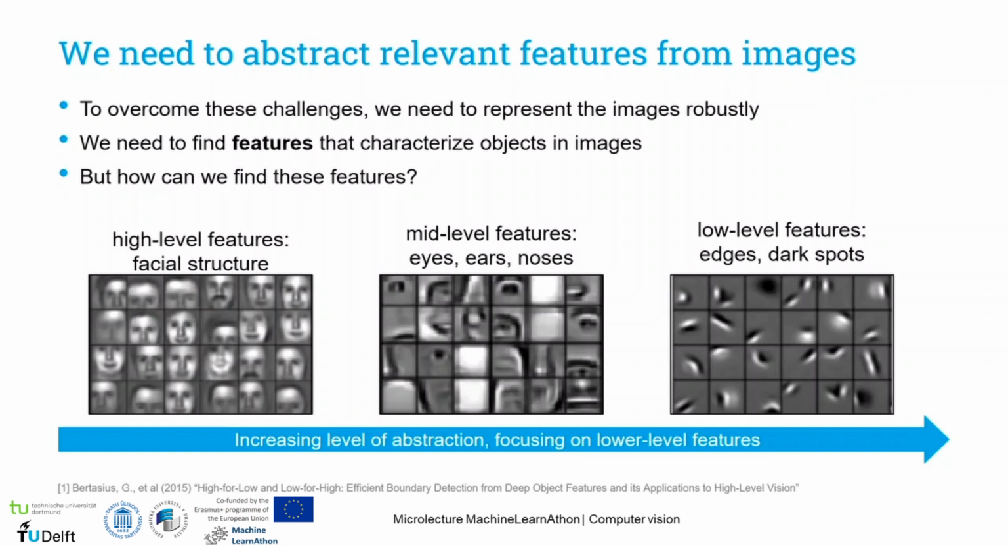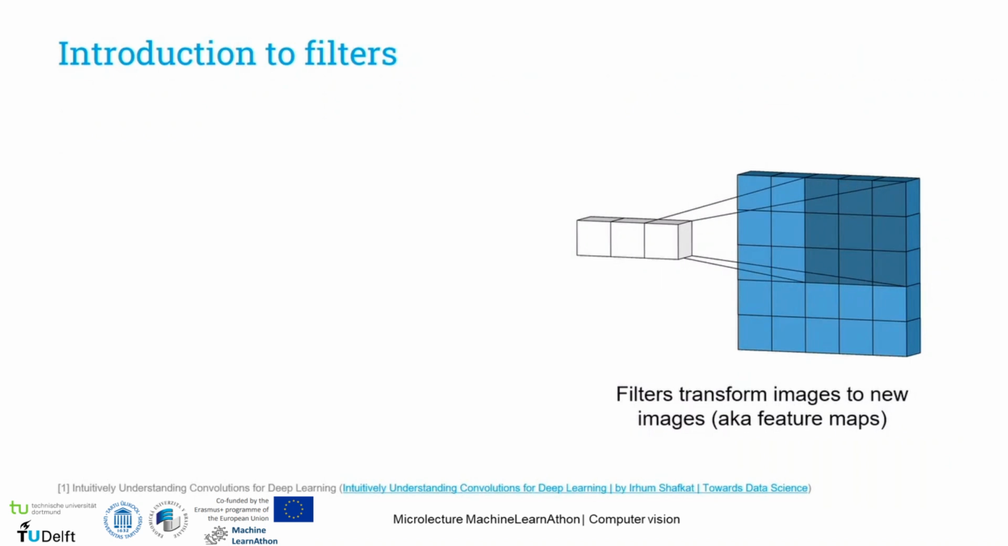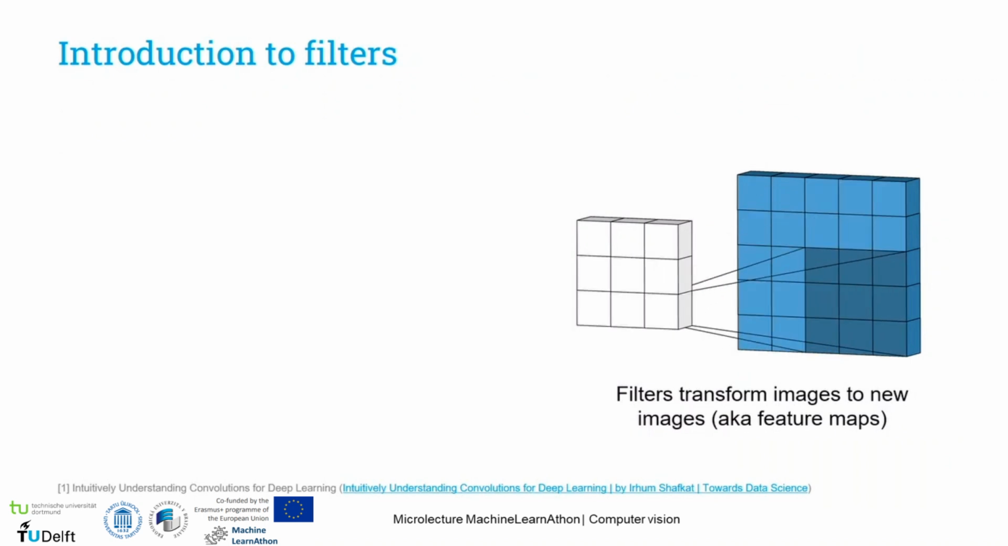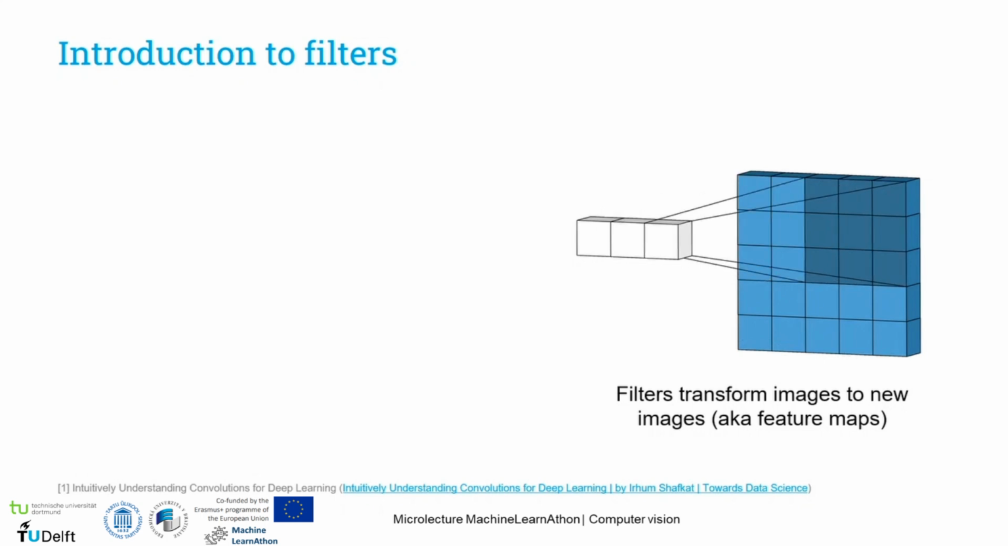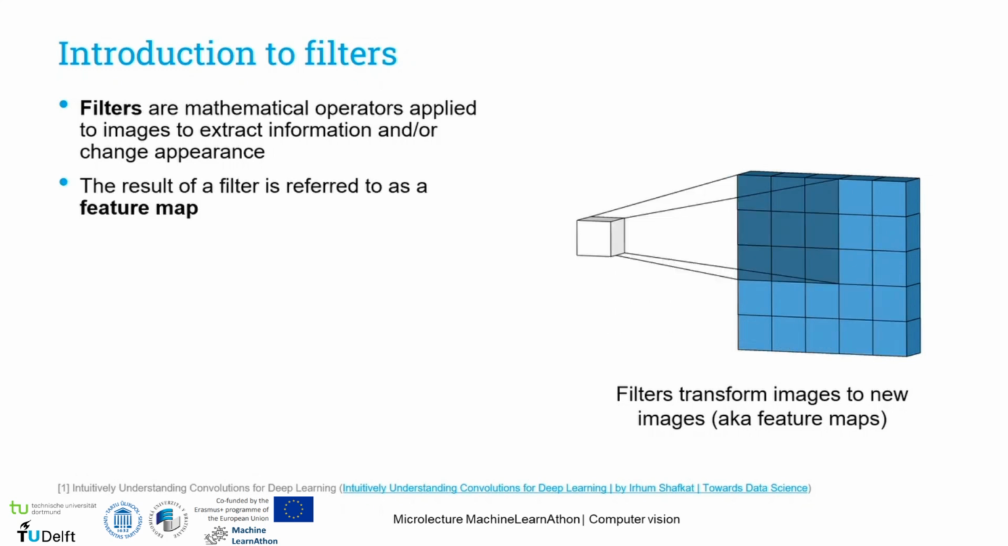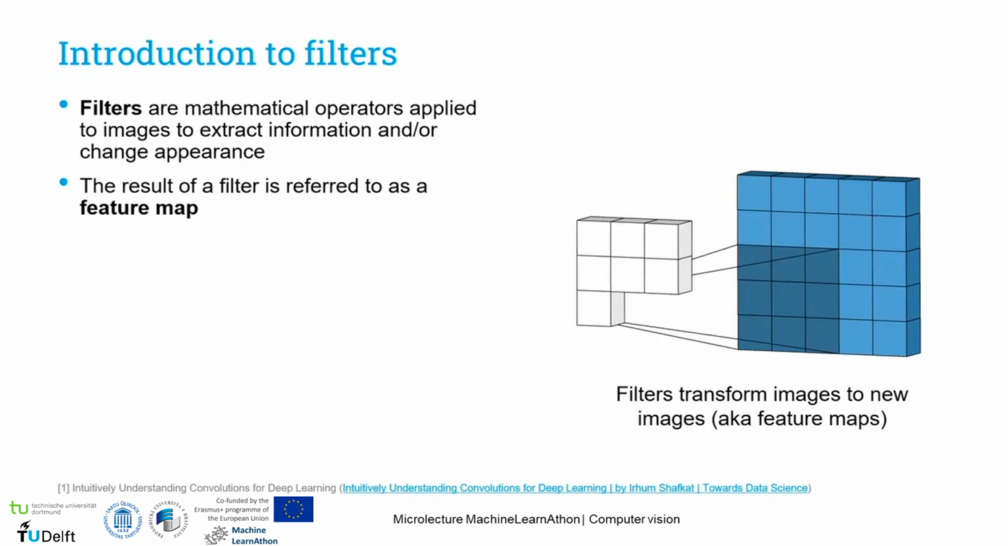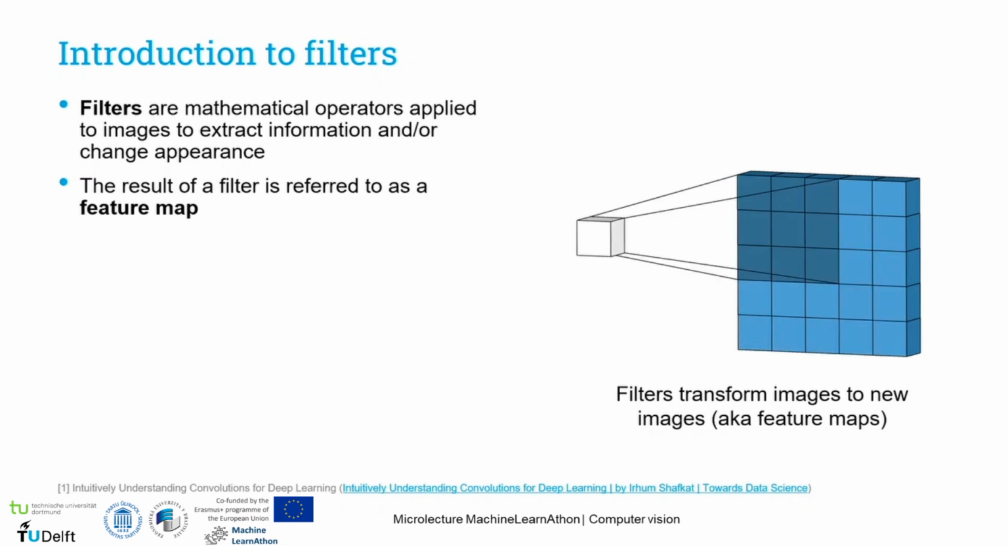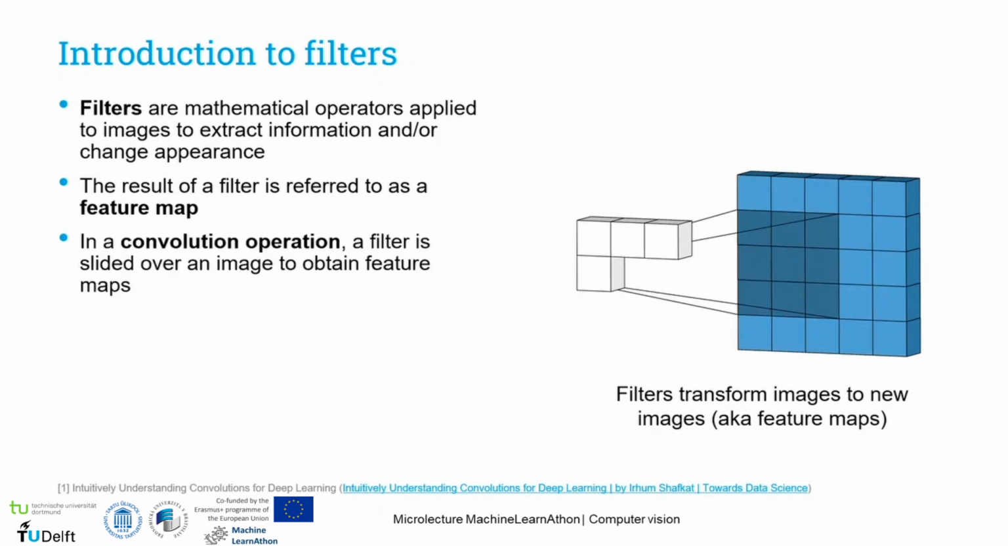So the question is, how can we get there? So how can we get these features out of images? And the key idea is filters. So what do filters do? Filters are basically matrix operations that are applied to the whole image. So there are mathematical operations that go through the image and create a feature map. And feature map is this new image that we generate.